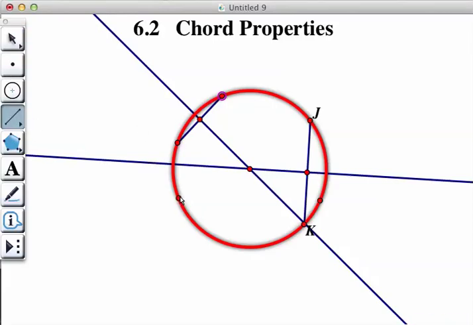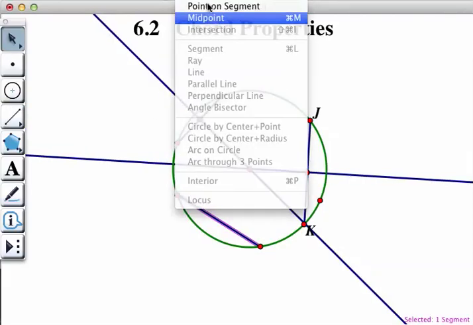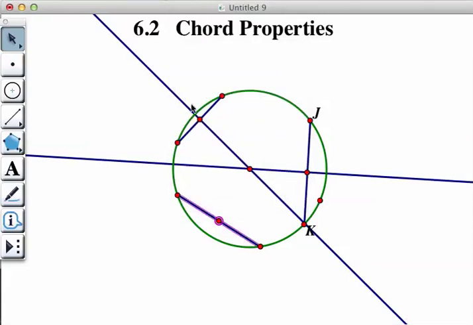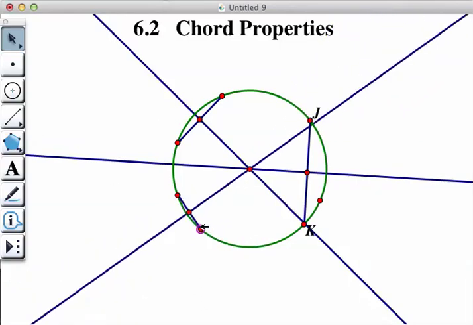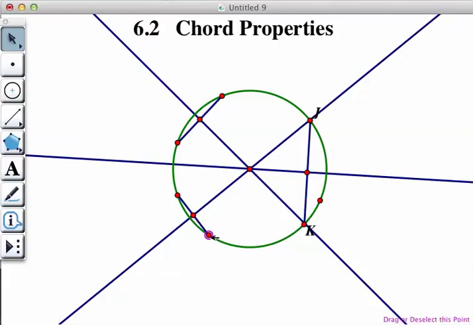And just for fun, let's make a couple more of these things. If I make a midpoint, and then I find the perpendicular bisector through it, it passes through the center too. Doesn't matter how big or how tiny, it always goes through the center. So my final property for chords is that the perpendicular bisector of a chord always passes through the center.